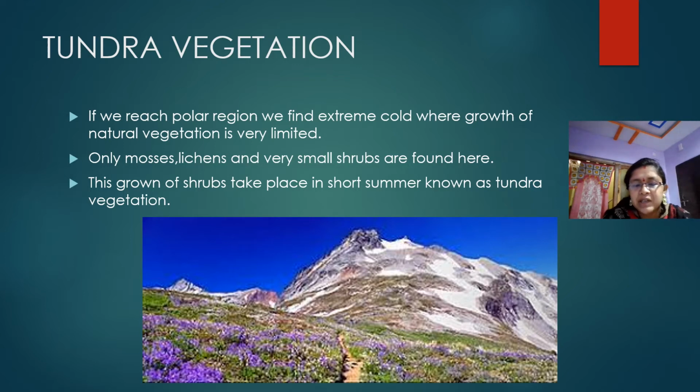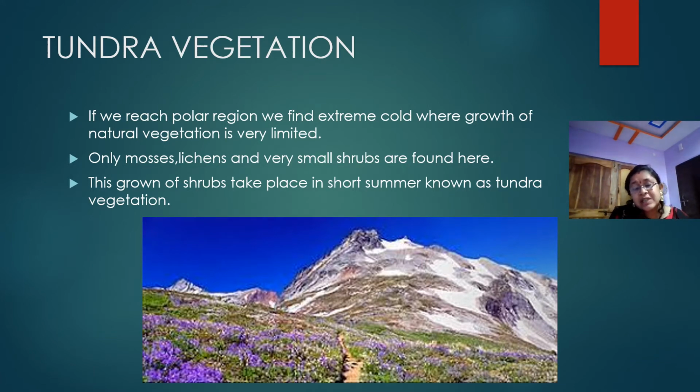The Mediterranean vegetation is located in the western and southern parts. In the tundra vegetation, we generally find no vegetation, and during the very short span of summer seen in these polar regions, small kinds of shrubs, which you can see in the picture, grow. This is known as tundra vegetation.